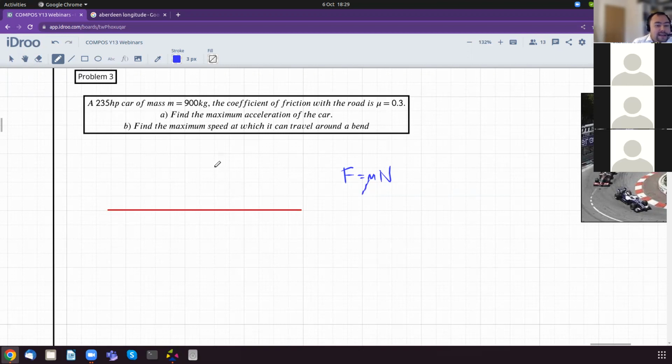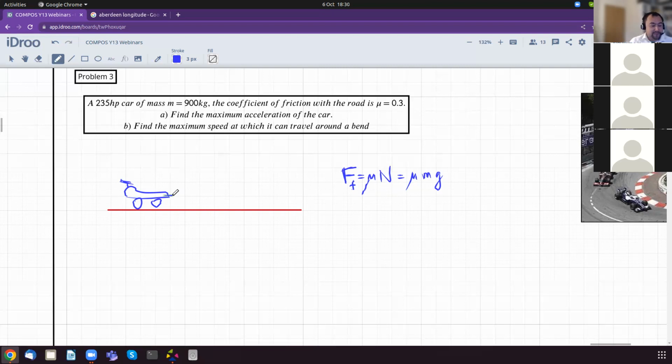Right. Now, the force of friction is mu N, which on a horizontal road equals mu m g. When the car starts moving, I'm not very good at drawing cars, but this is a race car, and these are the front and back spoilers.